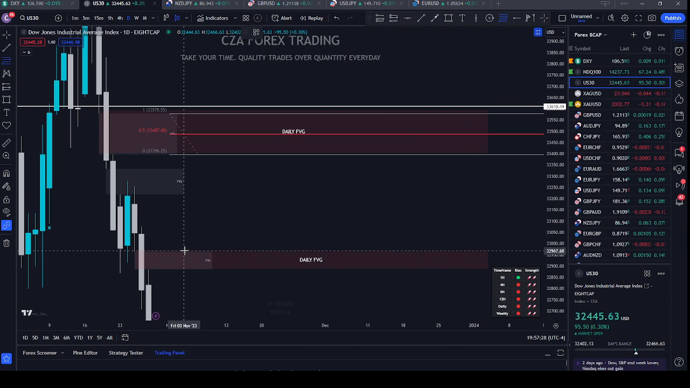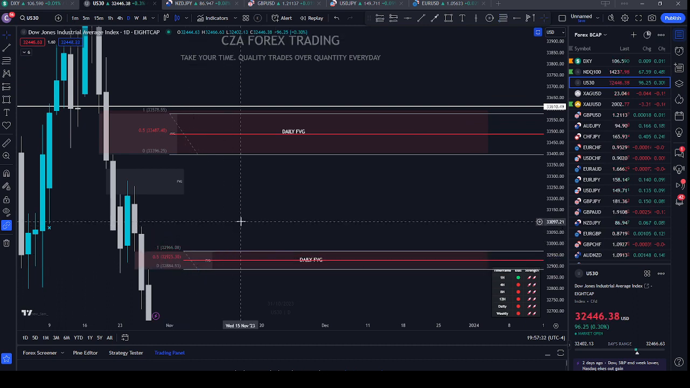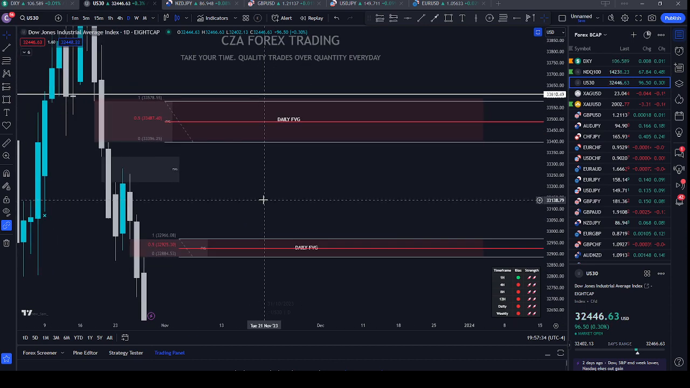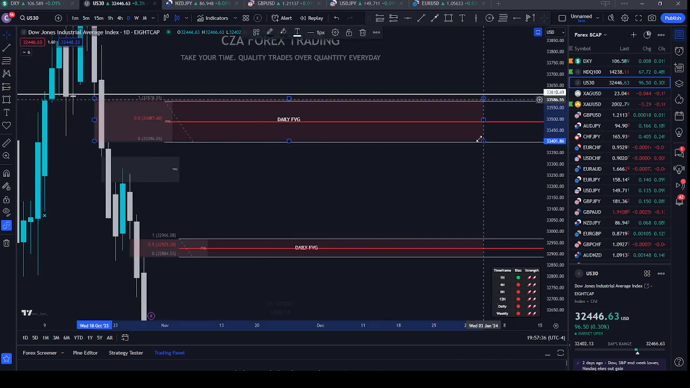Yeah, I identified these two fair value gaps for you guys, daily fair value gaps. And we're identifying the 0.5 range as well. Daily fair value gaps, if you can see right over here, you're going to have 33593.47 is the entry, and then 33401.86 is the bottom. Halfway point is 33487.40.